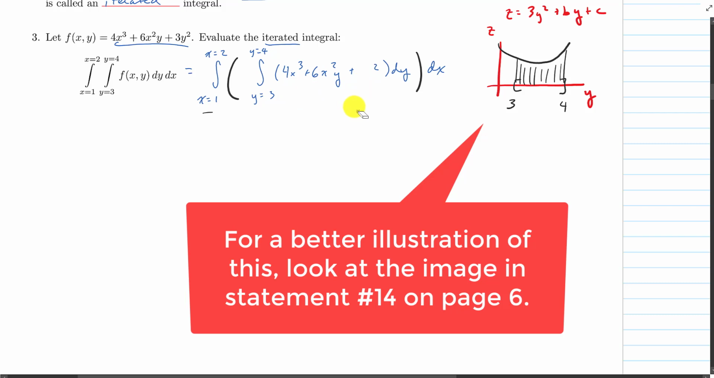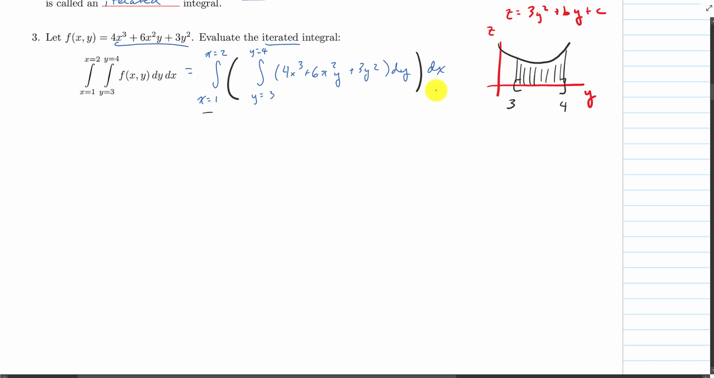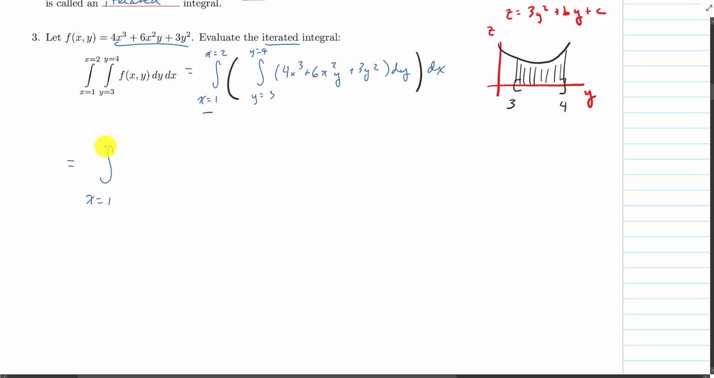Oop. We lost the 3y squared there. Okay, so now let's go ahead and inside of this integral with respect to x, I'm going to compute the integral with respect to y. And remember, as far as y is concerned, those x variables showing up inside of the function are constants. So this gives us the integral from x equals 1 to x equals 2 of, and I'm just going to simply integrate this function right here with respect to y.